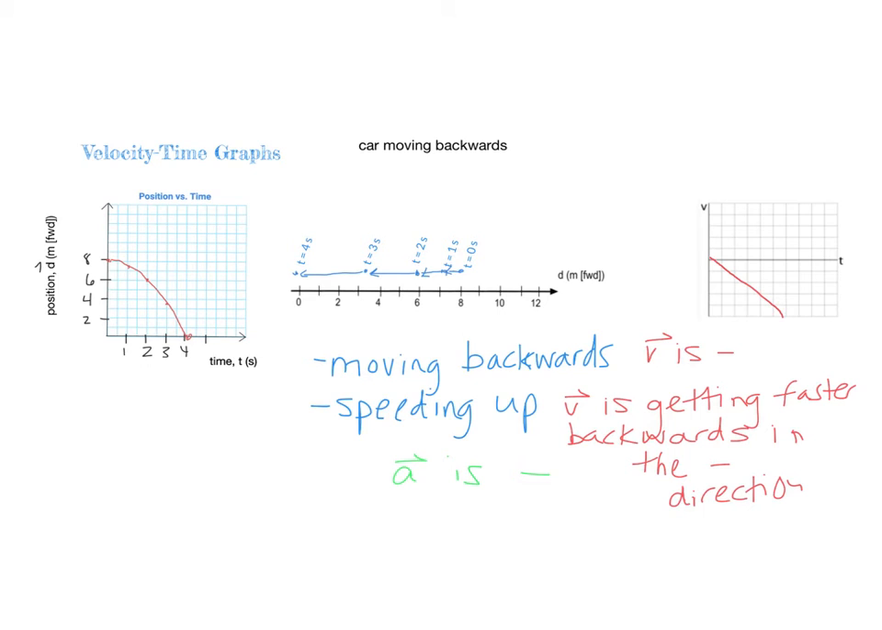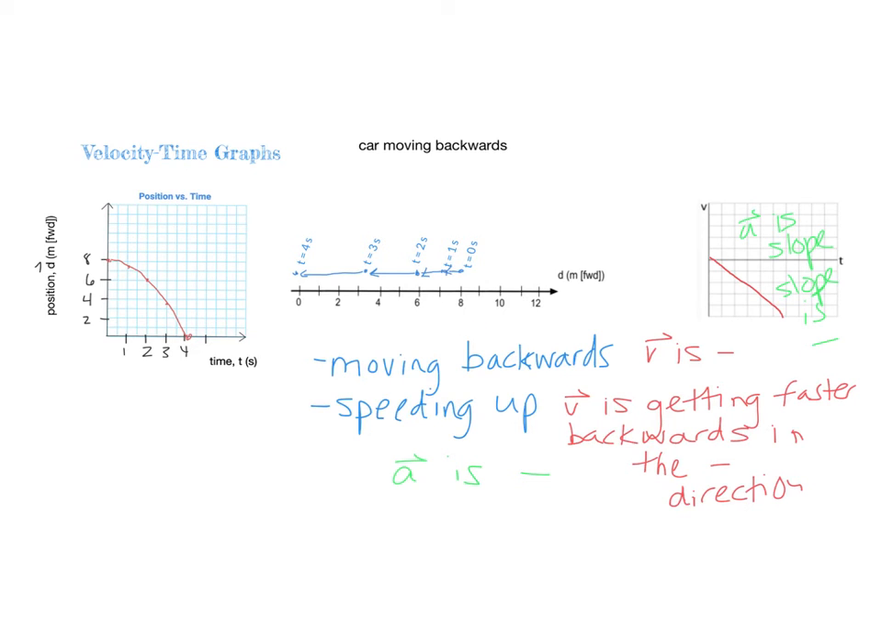That does make sense because this is a decreasing slope. So that means my slope is negative. So my acceleration is the slope here, and the slope is negative. So that makes sense with what we saw in our motion map.